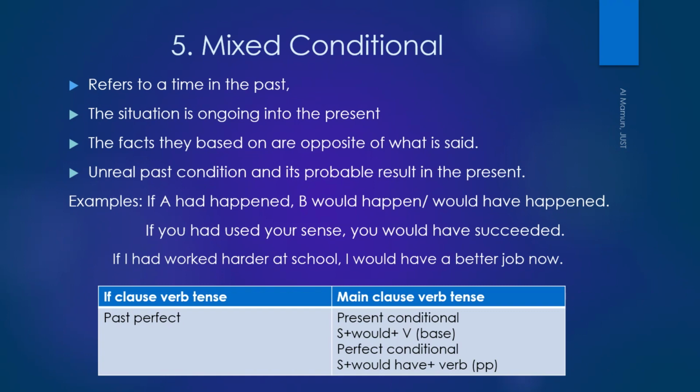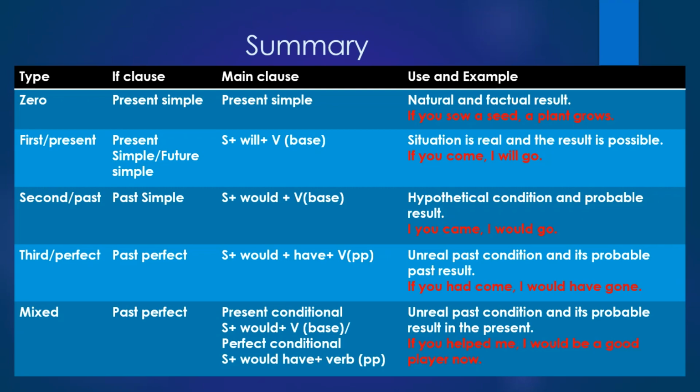It can be a present conditional, that is subject plus would plus verb in the base form, or it can be a perfect conditional, that is subject plus would have plus verb in the past participle form. Okay, let us have a summary of what we have learned so far.